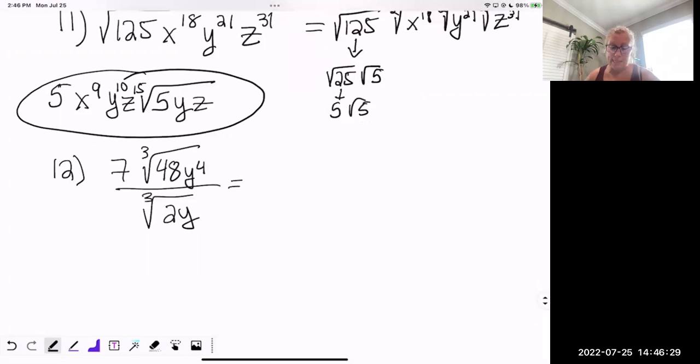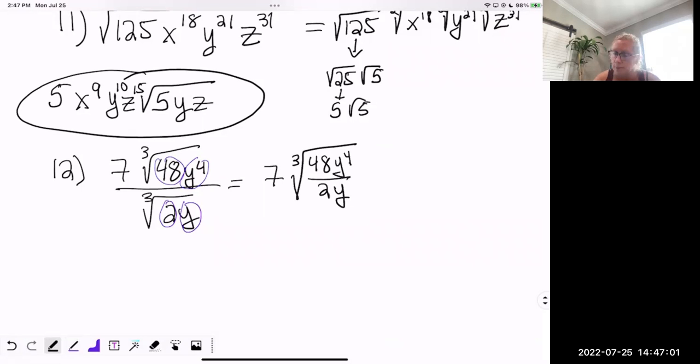Now, I can try simplifying the top and simplifying the bottom, but here are your hints. See how they both have a y? And see how these are both even? I'm going to have to simplify it. How can I simplify it? If I put it under one root. The 7 is not under the root, so the 7 is going to stay on the outside, and this whole thing I'm going to make one root. So I'm going to put 48 y to the 4th over 2y. Why? Because I know I can simplify it. Maybe that will help me.